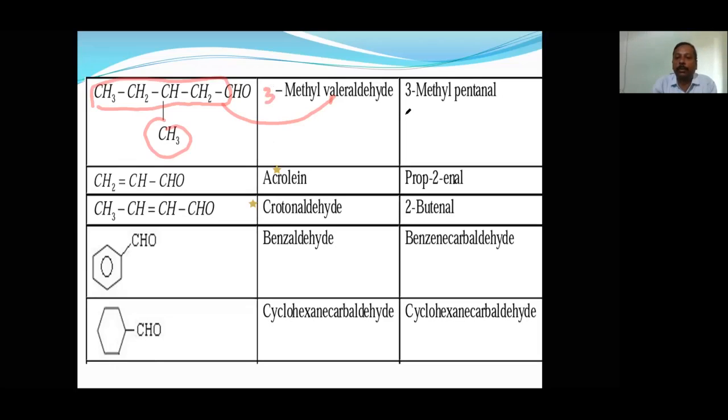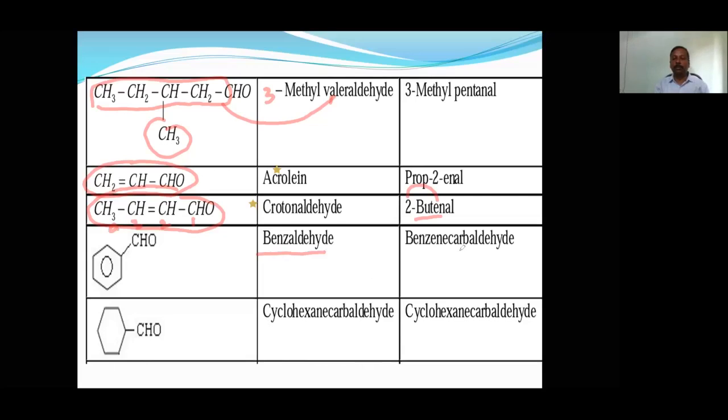Actually, the IUPAC name is simply 3-methyl pentanal. What is the IUPAC name? 3-methyl pentanal, not a problem, not an issue. Acrolein, a commercially important compound. Crotonaldehyde, a commercially important compound. So never and ever forget it. Understood? So 2-butenal. Actually, the double bond is available at the second carbon. 1, 2, 3, 4. That's why it is called 2-butenal.